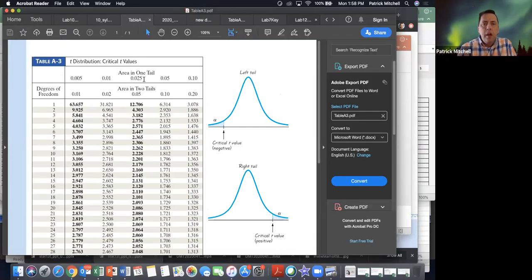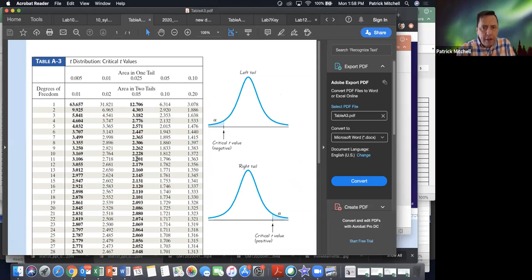Let's have a look at the table to see if we can see where they got that. Okay. So we want the area in both tails to be 0.05, so we're going to use the middle column. And if we go down to 11 degrees of freedom, there's 2.201. Okay. So our critical values are plus or minus 2.201. Remember, with the two-tail test, you have two critical values.